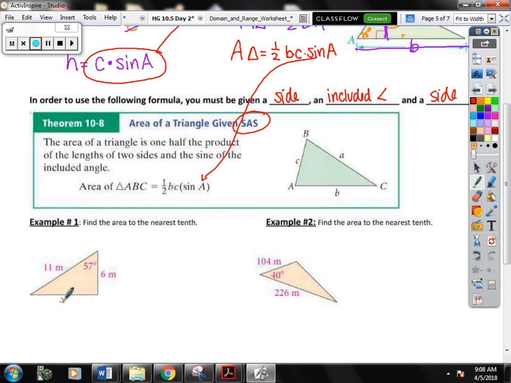So this is a formula that you're going to want to memorize. And it's basically just that you take 1/2 times the two sides times the sine of the angle. You don't really have to memorize the letters because the letters are going to change in every problem.